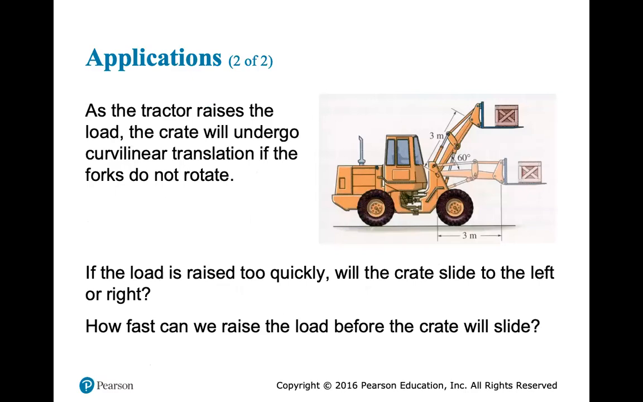Here's another kind of problem that we will have today. We have a truck or a forklift lifting a box. You might think it's undergoing general motion, but it's really not, because you notice the fork doesn't rotate. So the box undergoes curvilinear translation, but not general planar motion. Sort of an interesting question: if the load is raised too quickly, will the crate slide to the left or to the right? Think about that.